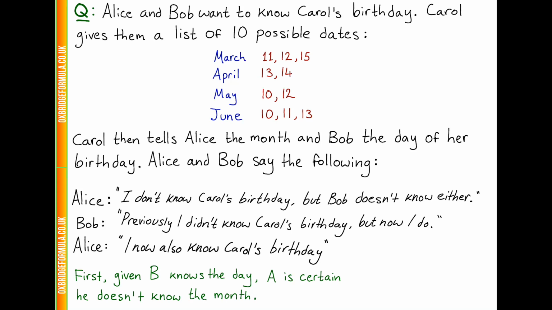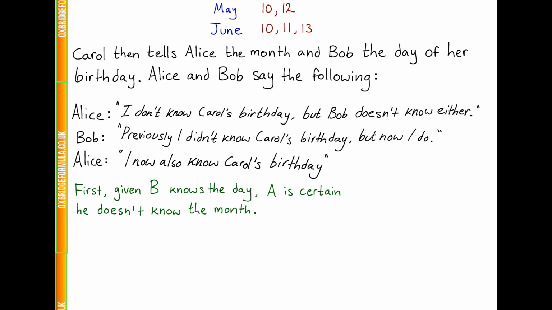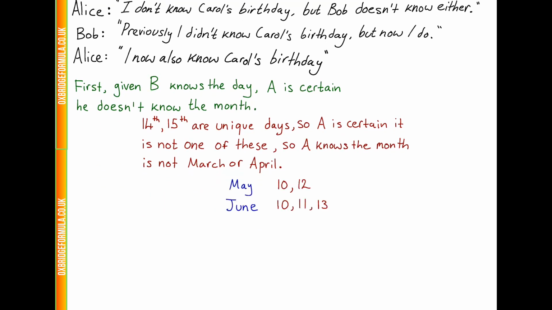Notice that if the date was the 15th or the 14th, B would immediately know the month was March or April, respectively. So, what does this tell us? A is certain that Bob doesn't know the month, and so, since the 14th and 15th are unique days, i.e. we only see them once in the problem, A must know for certain that it's not one of these 2 months. And so, after reading Alice's first statement, what we're left with is 5 possible dates.